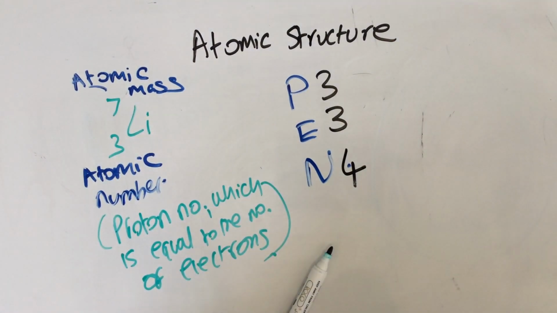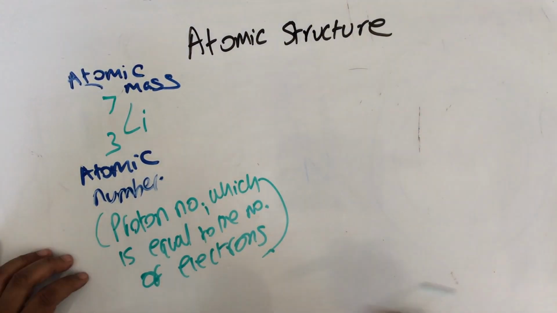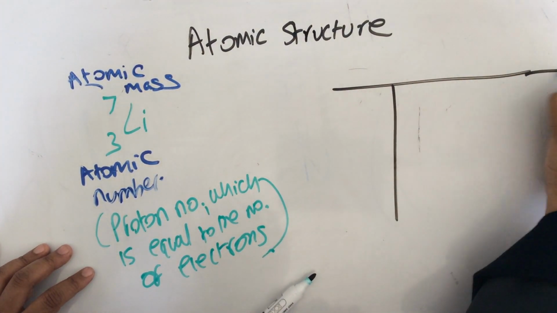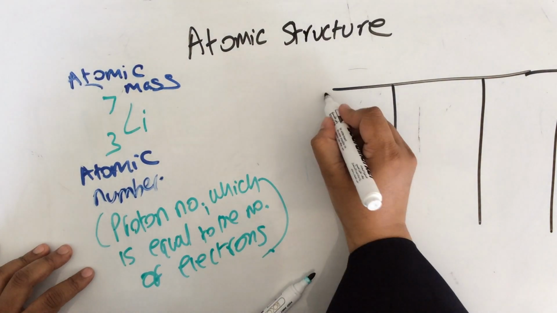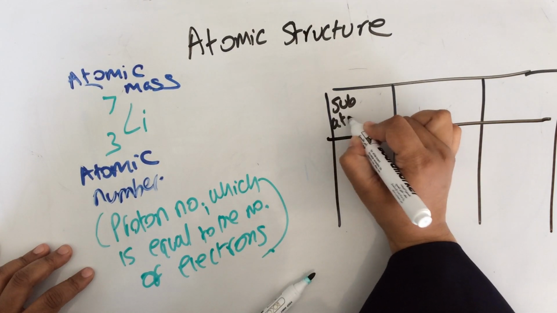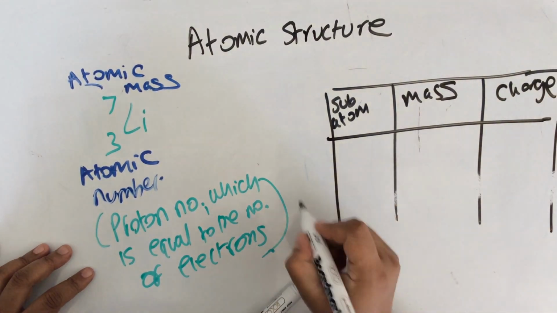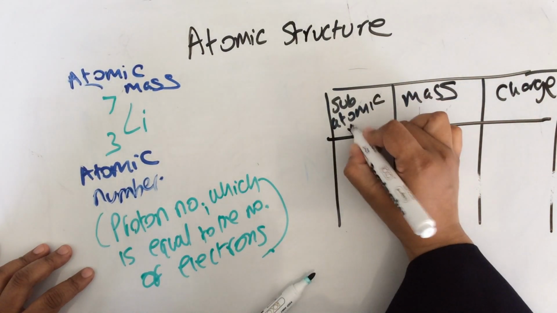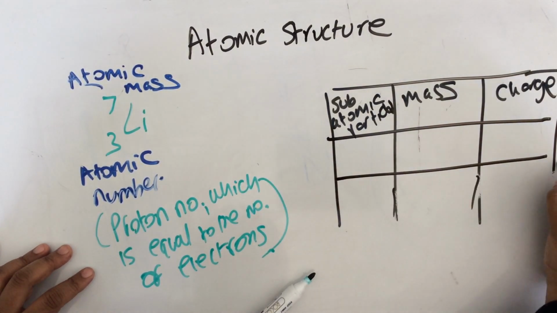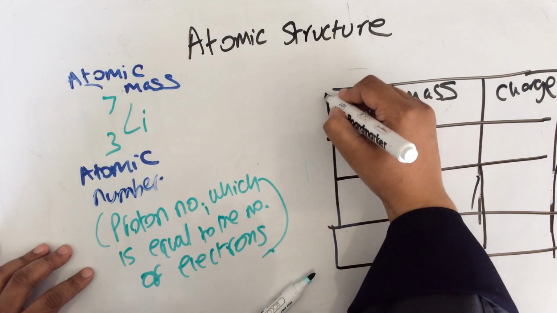So let's look at the properties now of protons, electrons, and neutrons. You may get a 2-mark question that looks at the properties. The properties they're looking for in the subatomic particles are the mass and the charge. I've just told you what the charge is. The table may look something like this, and it's worth 2 marks, where they may ask you to fill in the different boxes.